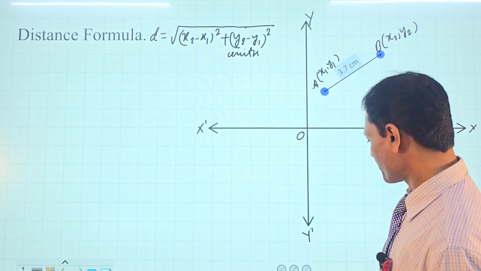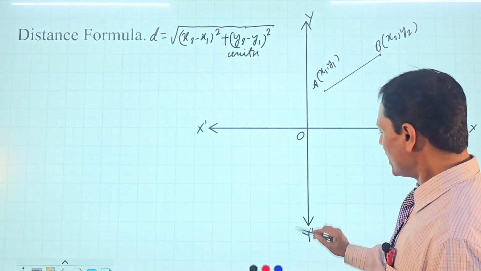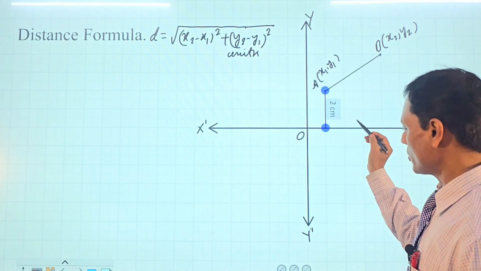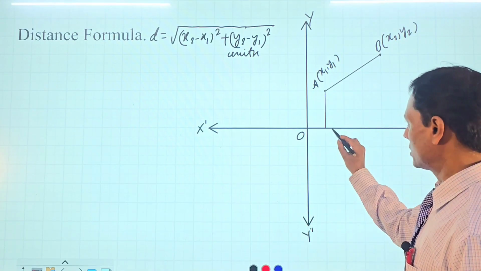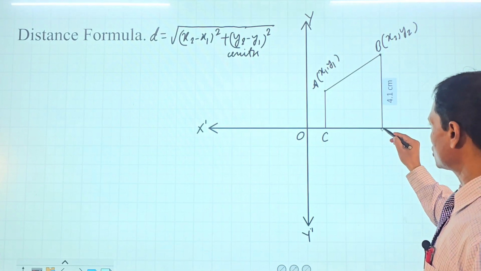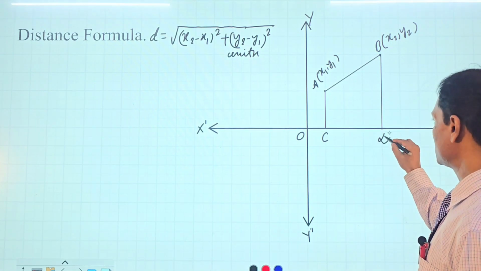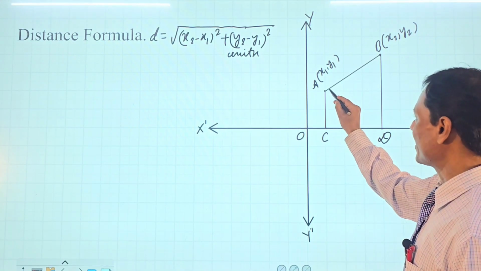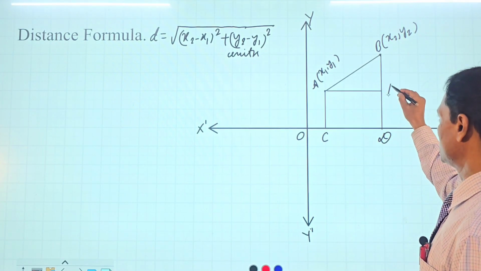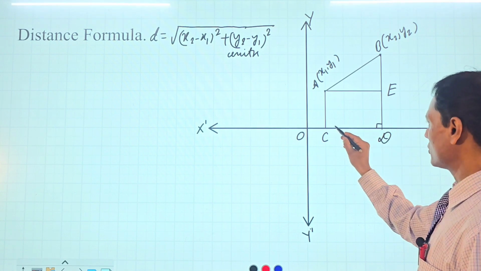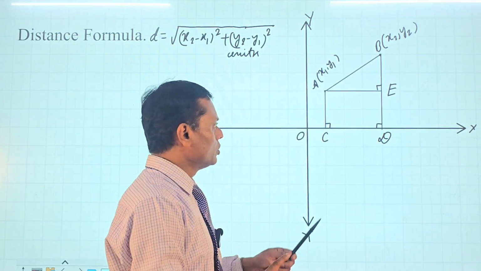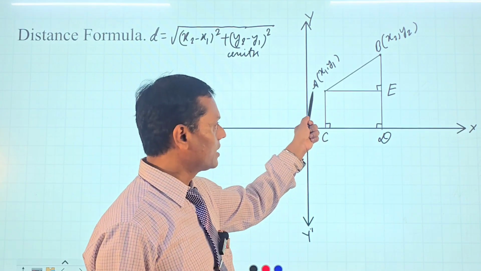Next, let's draw a perpendicular from the point A on the x-axis, and let that point be C. Likewise, draw the perpendicular from the point B on the x-axis, and let that be D, that's BD. From the point A draw a perpendicular on BD, and let that point be E. Perpendicular means we have to draw a 90 degree angle. Then you can see you get a right angle triangle, AEB.